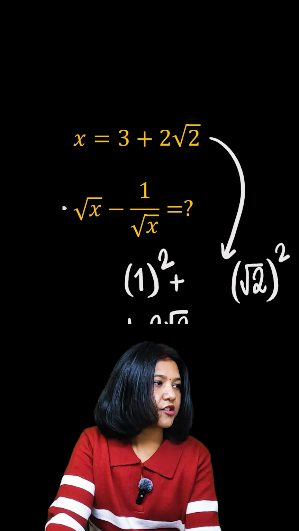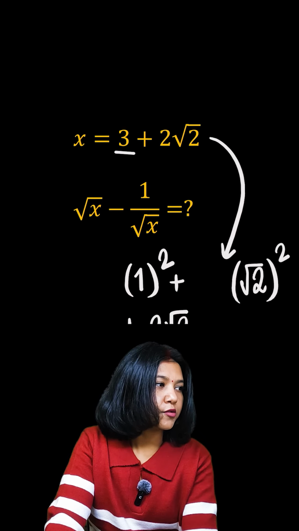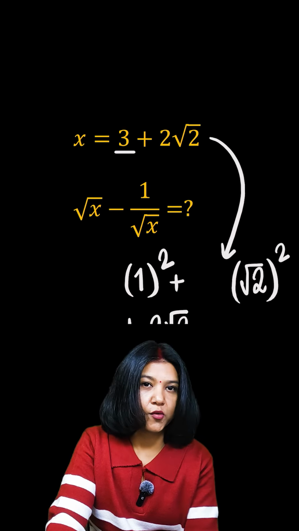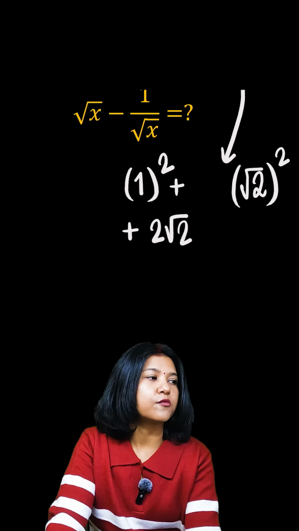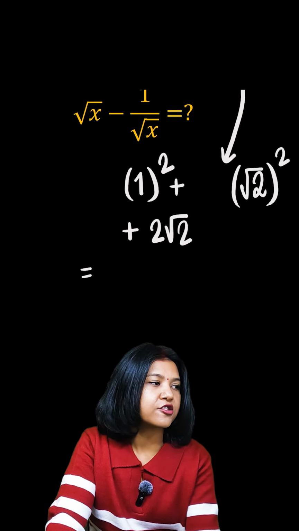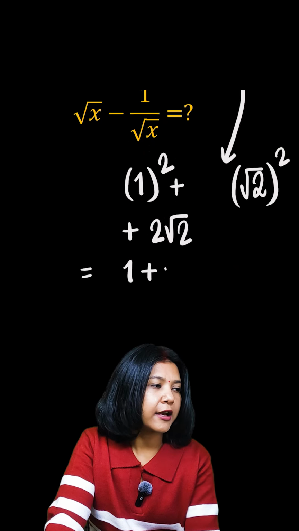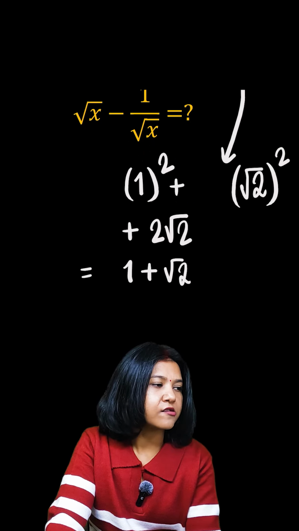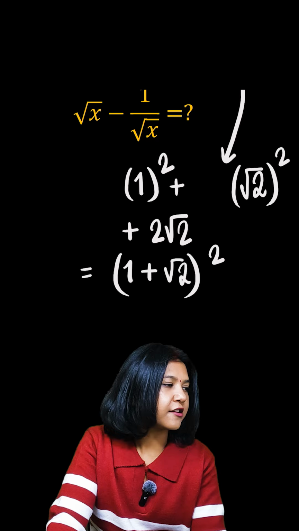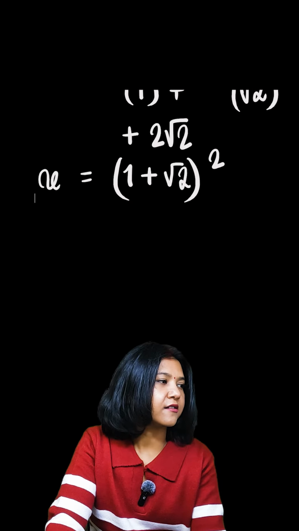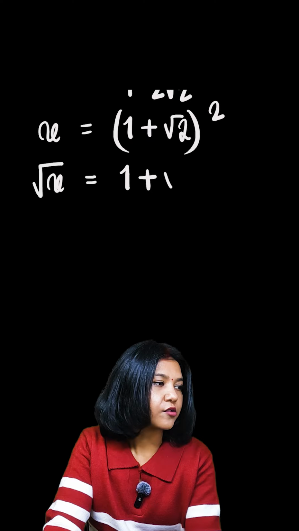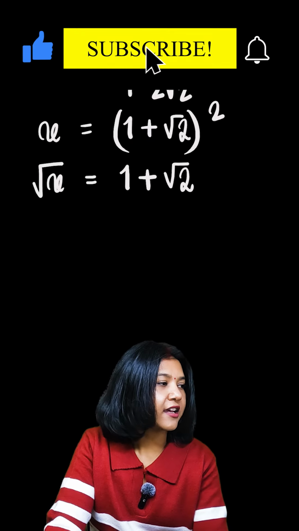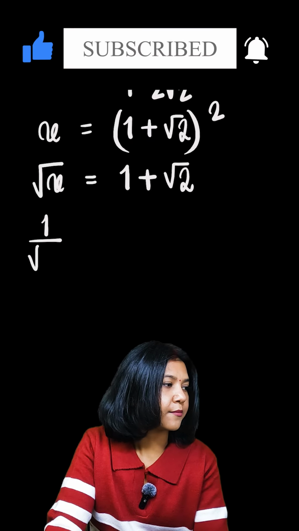Now if you look at the question, I split that 3 into 2 square numbers, 1 and the square of root 2, and I could write that 2 root 2 as it is, which means this is just an expansion of a plus b the whole square, where my a is 1 and b is root 2. So clearly this is the value of x. If this is x, then the root of x is just to take the number without the square, 1 plus root 2.